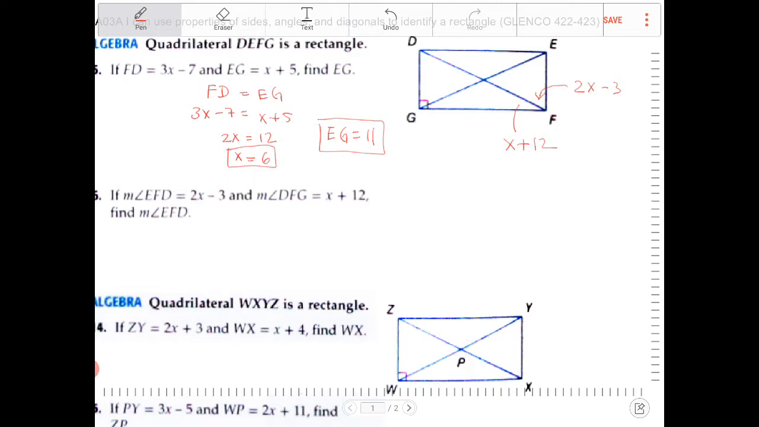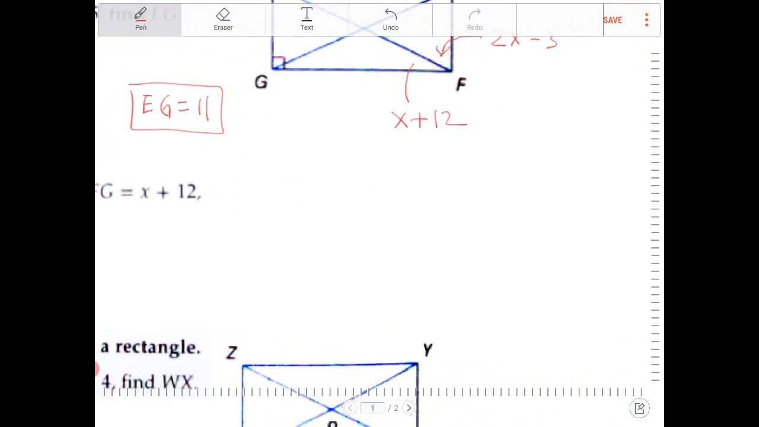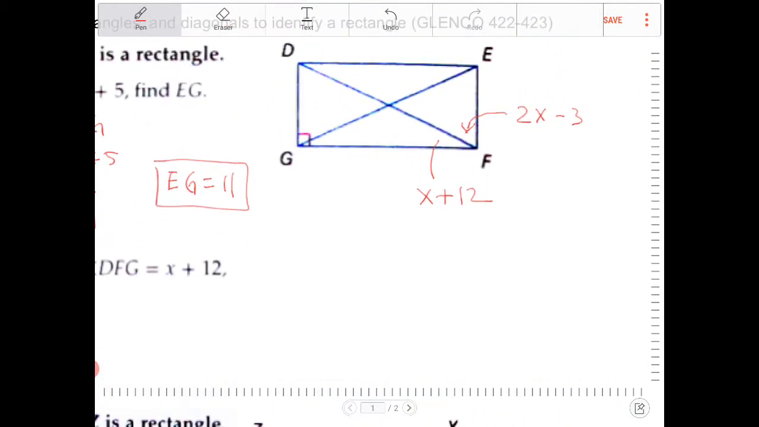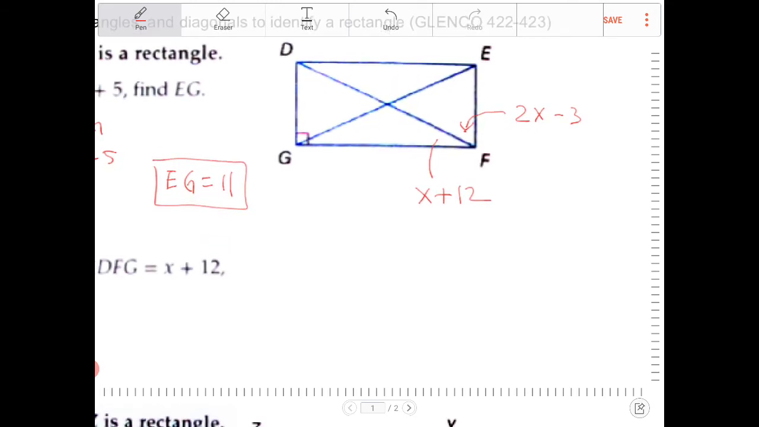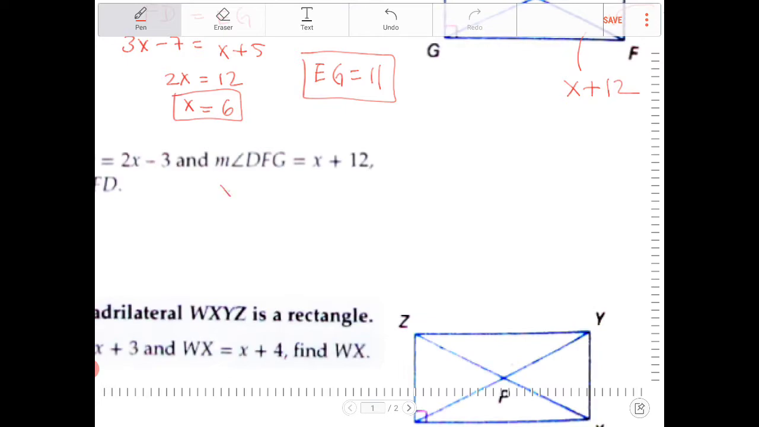One of the properties of a rectangle is that it's a parallelogram with at least one right angle, which in this case it does. And if there's one right angle, that means all four angles are going to be right angles. So therefore I can say x plus 12 plus 2x minus 3. Those two angles together should add up to 90 degrees because they make up the whole bottom right corner of that rectangle.